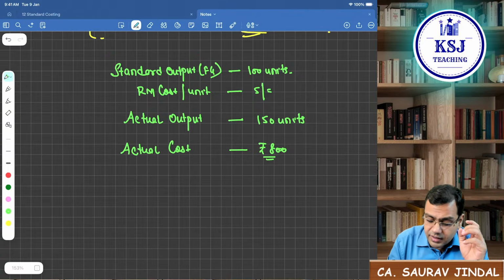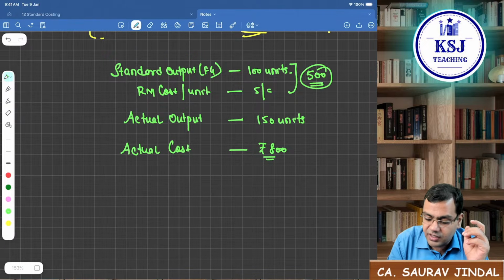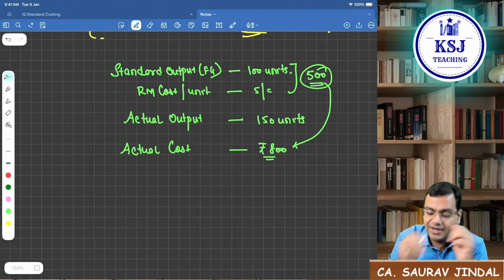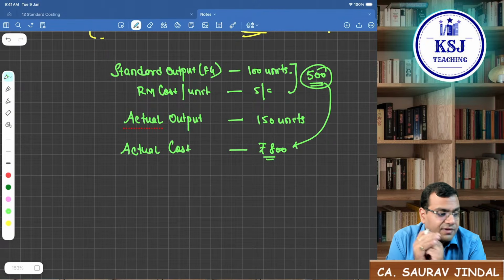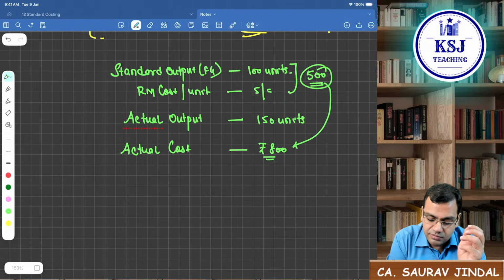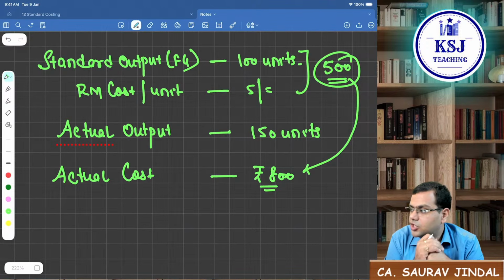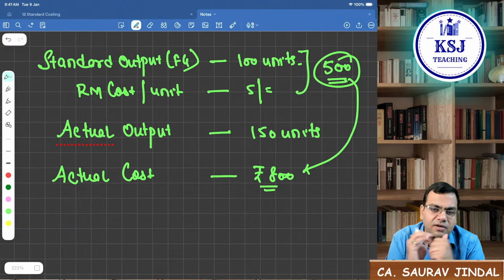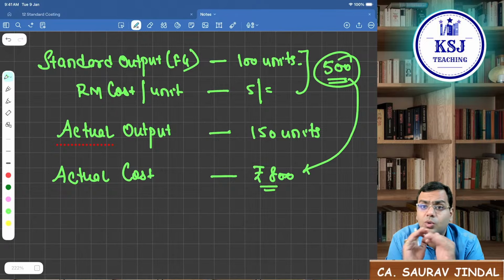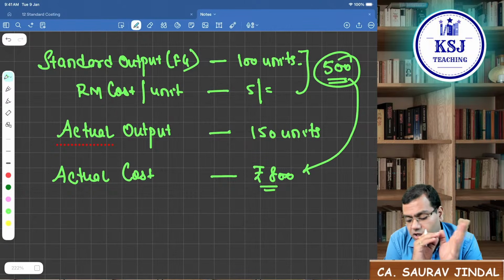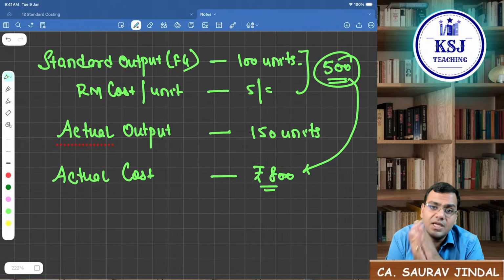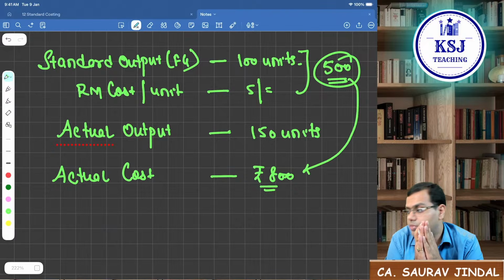Now, can you compare? Here the raw material cost is 500, what you planned for. Can you compare this 500 with 800? This 500 is your standard cost, right? Because what you planned for, that we will manufacture 100 units, 5 rupees per unit will be the raw material cost. So 500 is the total raw material cost. But actual raw material cost is 800. So can you say that there is a variance of 300 rupees here?